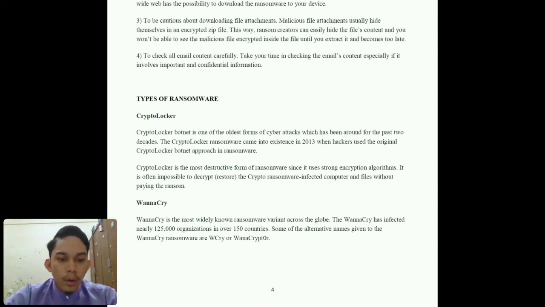WannaCry. WannaCry is the most widely known ransomware variant across the globe. WannaCry has affected nearly 125,000 organizations in over 155 countries. Some of the alternative names given to the WannaCry ransomware are WCry or WannaCrypto.